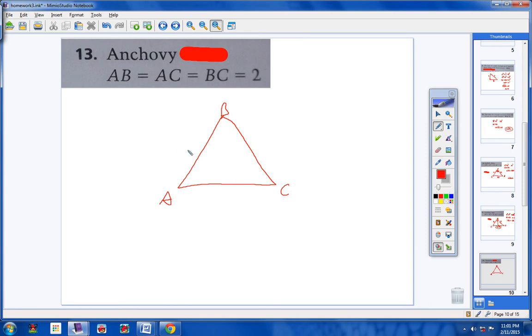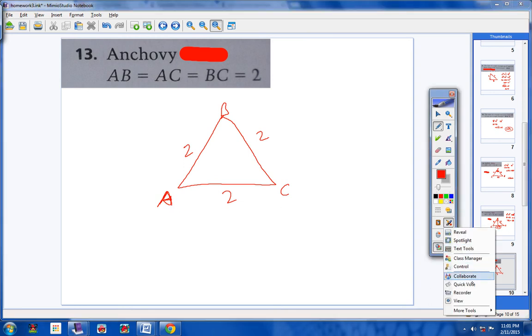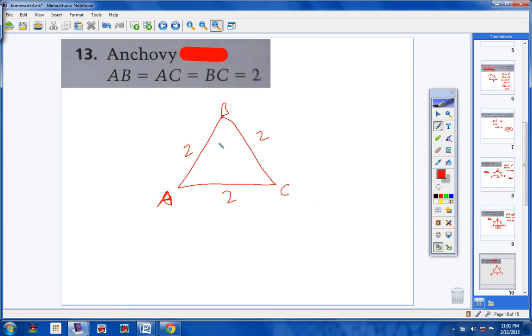AB is 2, BC is 2, AC is 2. They're all 2. Alright? Well, guys, in this case, we know there's no way we're going to have a right triangle. It's impossible. And you might say, Mr. Arrowhead, how do you know that? Because in a right triangle, the hypotenuse has to be the longest side, and all three sides here are congruent.